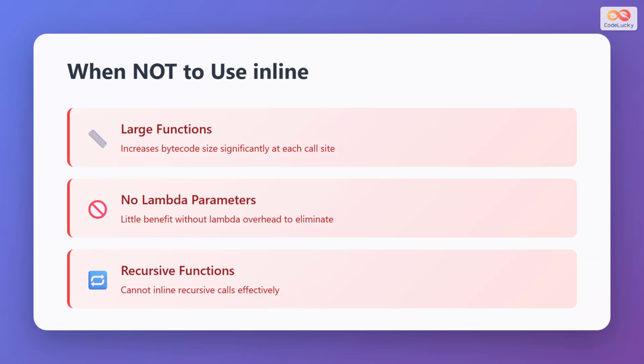However, inline functions aren't always the right choice. You should avoid inlining large functions because the compiler copies the function body to every call site, which can significantly increase your bytecode size. This code bloat can actually hurt performance more than it helps. Also, if a function doesn't have Lambda parameters, there's little benefit to inlining since you're not eliminating Lambda object allocation. Finally, recursive functions cannot be inlined effectively because the compiler can't copy an infinite chain of recursive calls. In these cases, it's better to keep your functions as regular, non-inlined functions.